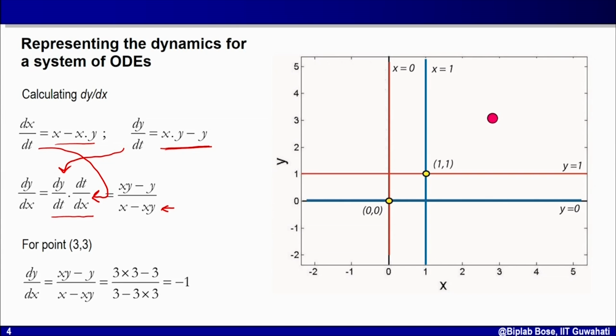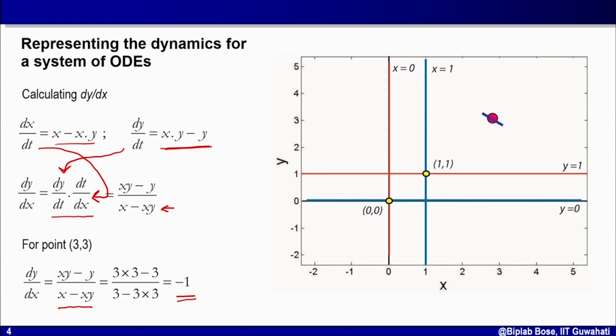How can I calculate it? dy/dx is equal to, as I have calculated, (xy minus y) divided by (x minus xy). So put the values of x and y here. Both x and y are 3. So the numerator is 3 times 3 minus 3, divided by 3 minus 3 times 3, and that gives me minus 1. That means I have to draw an arrow at this point which will have a slope of minus 1. So essentially I want to draw an arrow there with an angle of 135 degrees.